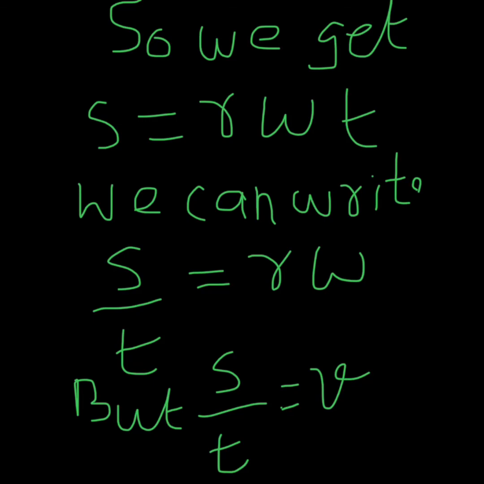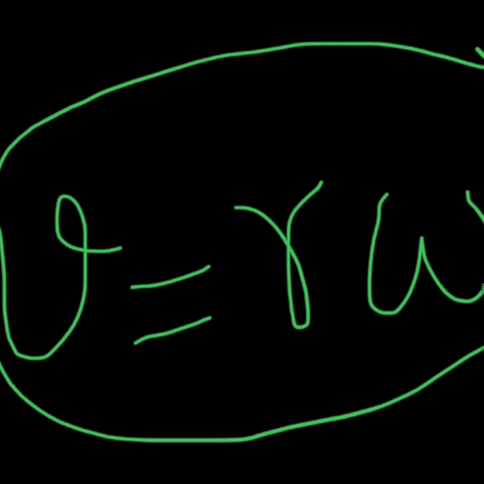We'll just rearrange the terms. We'll take the time t to the left hand side denominator and we can write S by t is equal to r omega. But we know by definition that distance upon time is equal to the velocity. Therefore, we can write the linear speed v is equal to the radius of the circular path multiplied by the angular velocity omega. So v is equal to r omega.